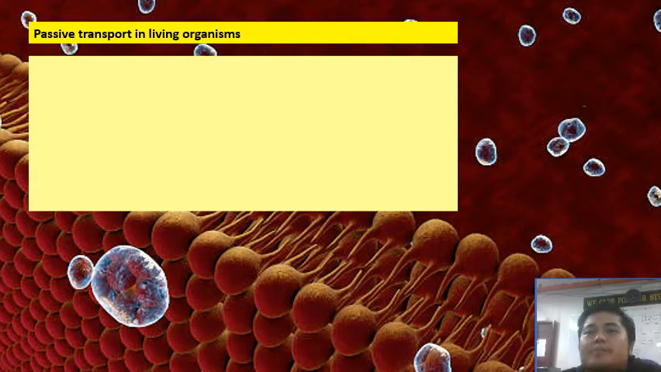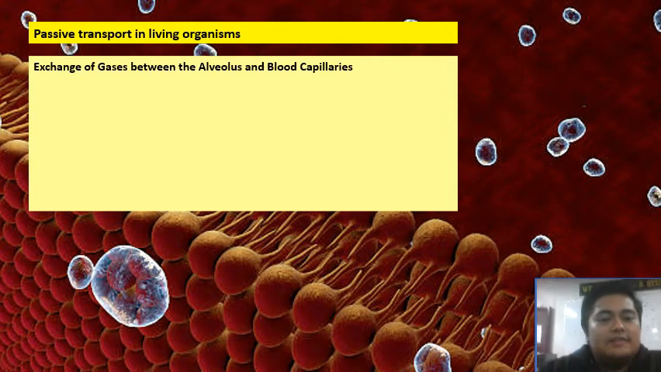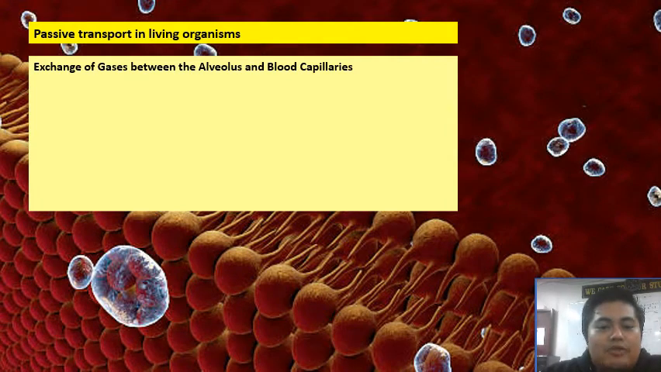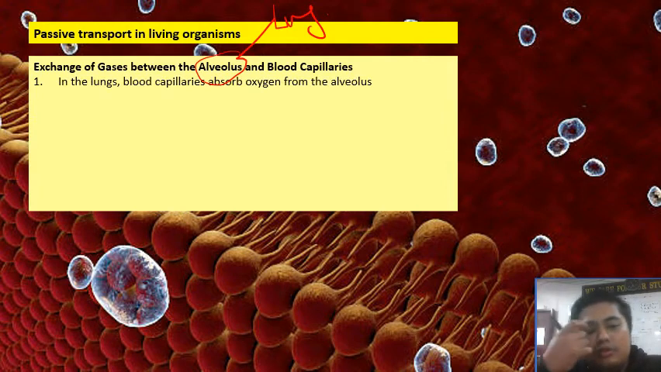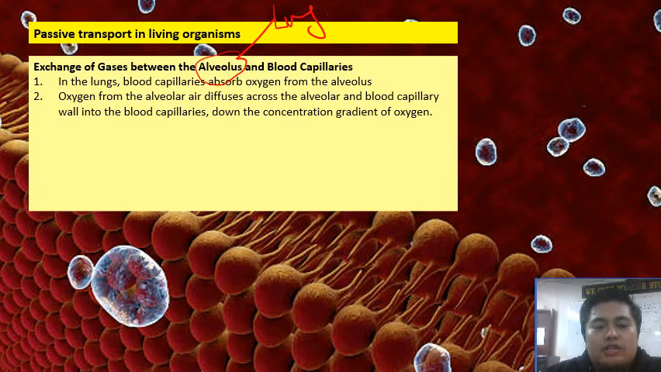So, kita akan terus fokus pada contoh-contoh yang berlaku untuk passive transport dengan active transport yang ada dalam living organism. So, first kali, exchange of gases between the alveolus and the blood capillary. So, bila kita cerita pasal alveolus, kita jumpa benda ni dekat mana? Dekat kita punya lungs. So, first, in the lung, the blood capillary absorbs oxygen from the alveolus. So, oxygen from the alveolar air diffuses across the alveolar and the blood capillary wall into the blood capillary down the concentration. Kenapa down the concentration? Sebab dia adalah passive transport.